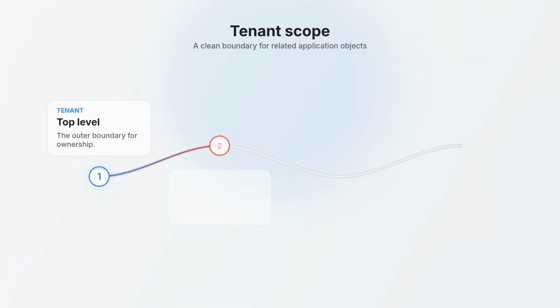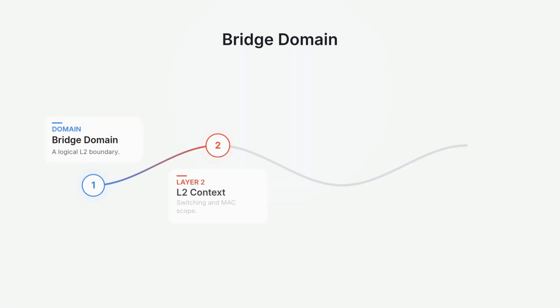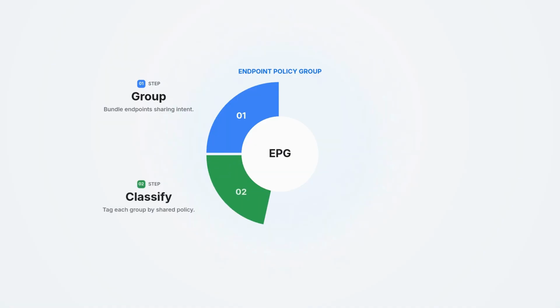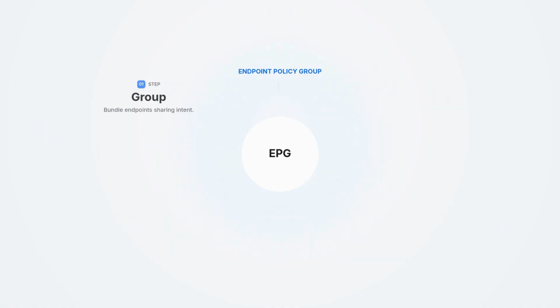Let's compress the whole model into something you can actually remember under pressure. Tenant gives you the top-level scope for a set of related application objects. VRF gives you the layer 3 routing context. Bridge domain gives you the layer 2 and subnet context where endpoints live. Application profile organizes the application view. EPG groups endpoints by shared policy intent and becomes the main unit for expressing who should talk to whom.